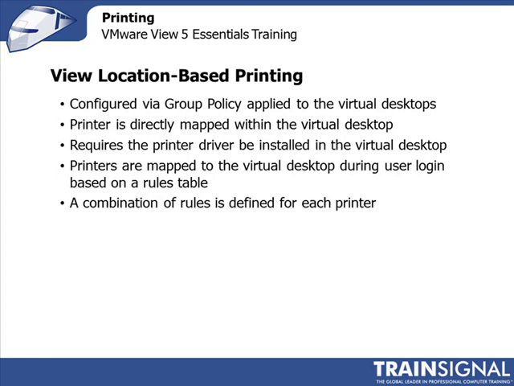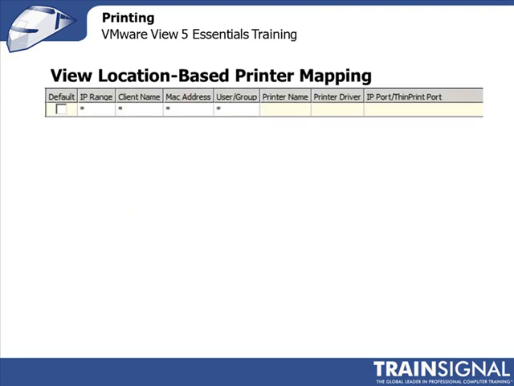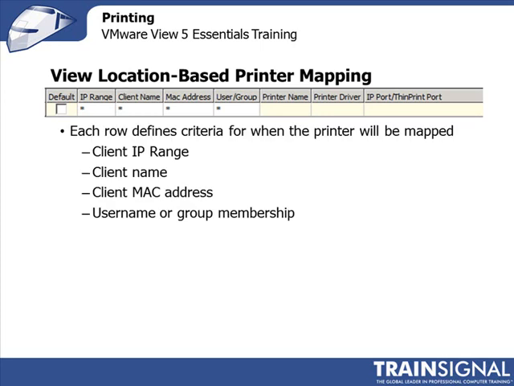For each row in this rules table, you'll define the printer and a combination of rules that will define where this printer should be mapped. So here's what the rules table looks like. Each row will define a certain set of criteria for when the printer will be mapped. These are the columns tinted with a white background. For each printer, you can define a range of IP addresses that belong to the client machine. This is the most likely place to configure the location-based printing.